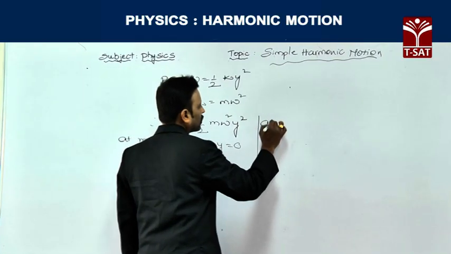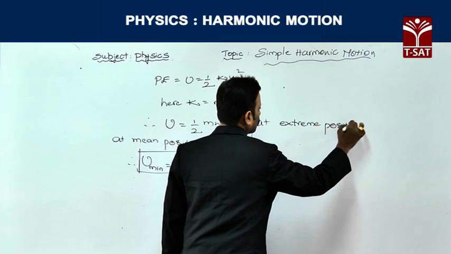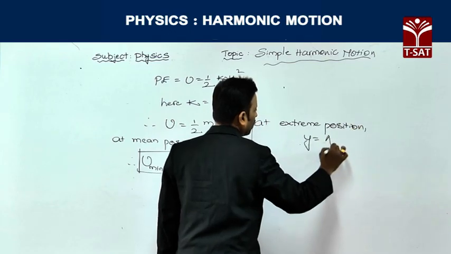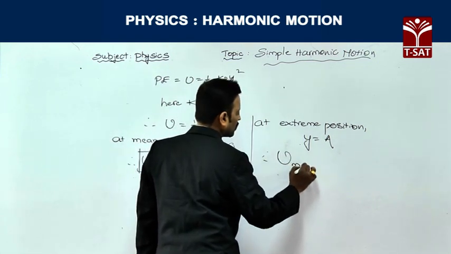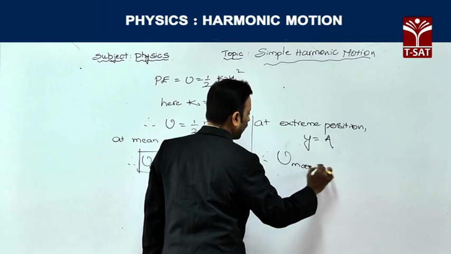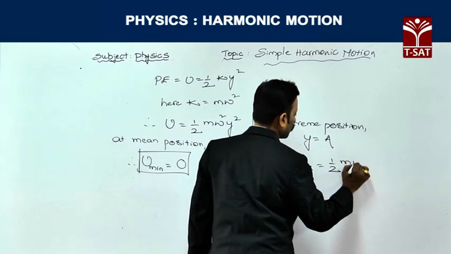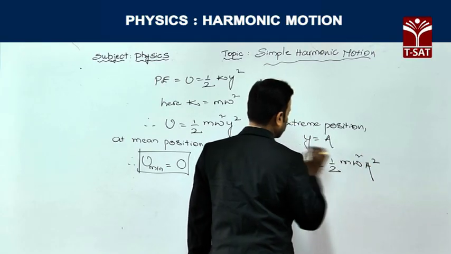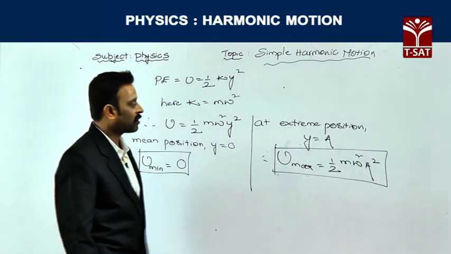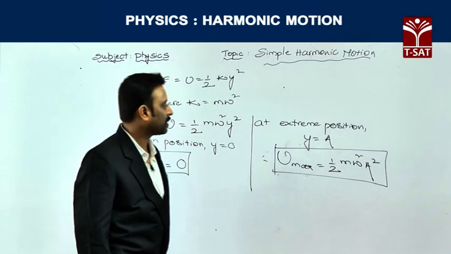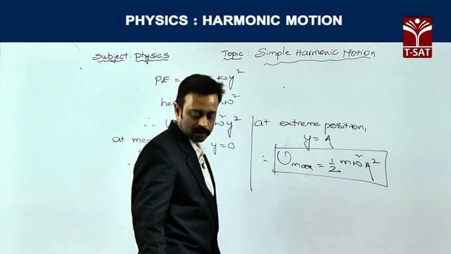Next, at extreme position, displacement is maximum, which is amplitude. Therefore, potential energy is maximum, which is given by half m omega square a square. So, potential energy of a particle is maximum given by half m omega square a square when the particle is at extreme position in simple harmonic motion.